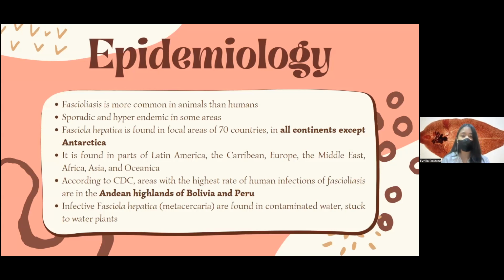Fascioliasis is more common in animals than humans. It is sporadic and hyperendemic in some areas, and Fasciola hepatica is found in focal areas of 70 countries on all continents except Antarctica. It is found in parts of Latin America, the Caribbean, Europe, the Middle East, Africa, Asia, and Oceania, but it is most found in the Andean highlands of Bolivia and Peru. Infective Fasciola hepatica in the metacercaria stage are found in contaminated water, stuck to water plants.